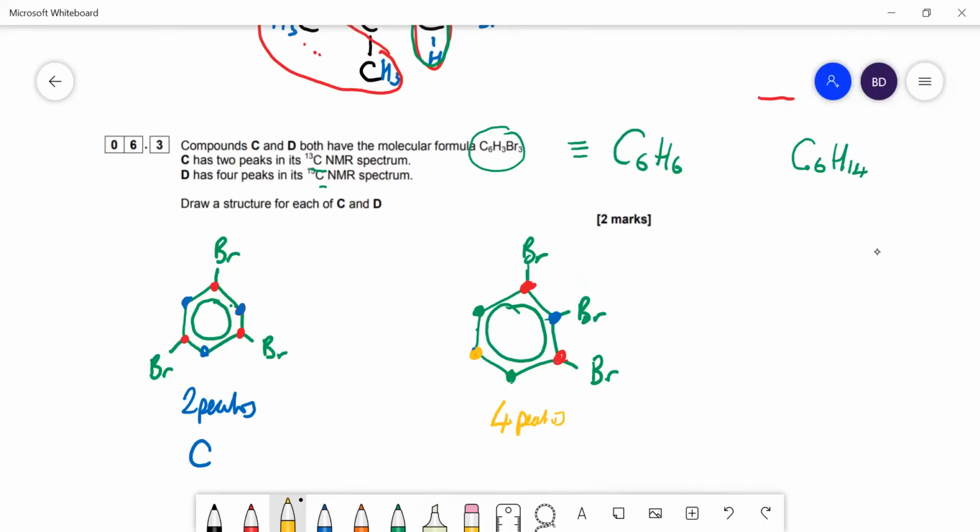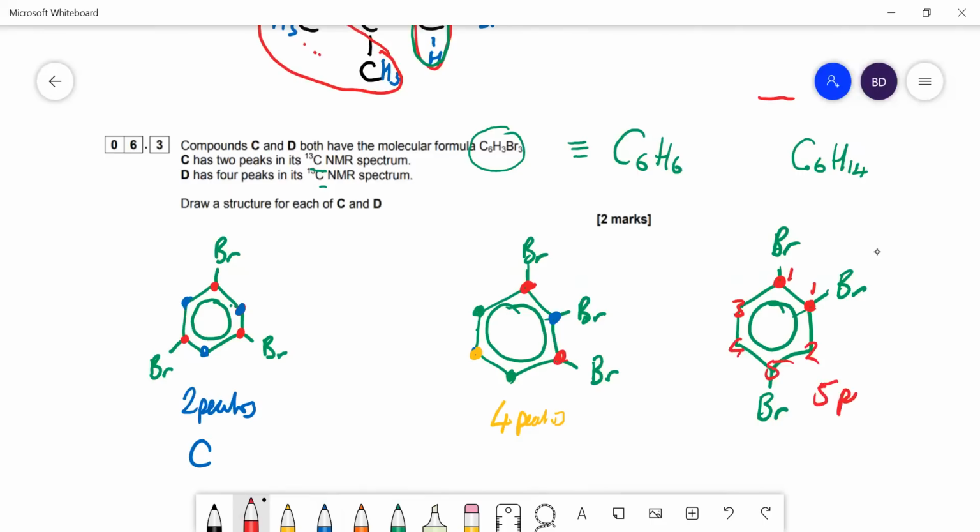Let's see the other possibility we could have had. A bromine there, 2 bromines next to each other, and then 1 sort of there. How many peaks does that give us? Well, they're the same as each other. Now, these 2 are not the same. Let's call that number 1. That one there is not the same as that because it's not symmetrical anymore. Actually 3. That one's different, and that one's different. That would give you 5 peaks, so that can't be either of them. So yeah, that is the answer for D.